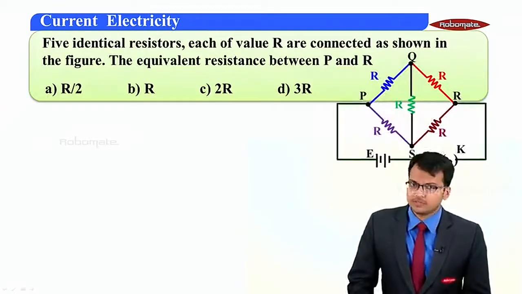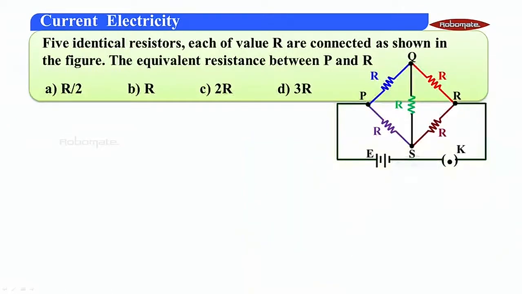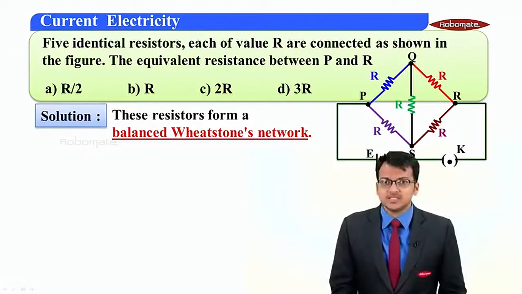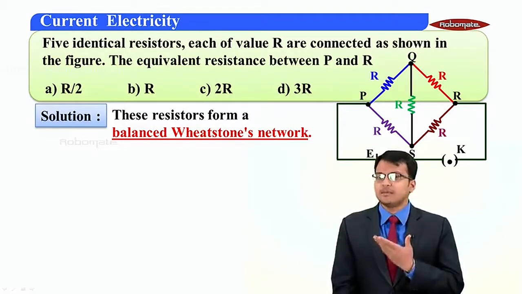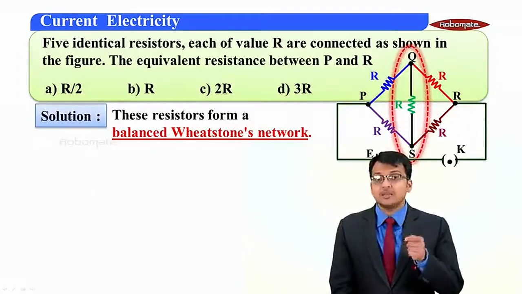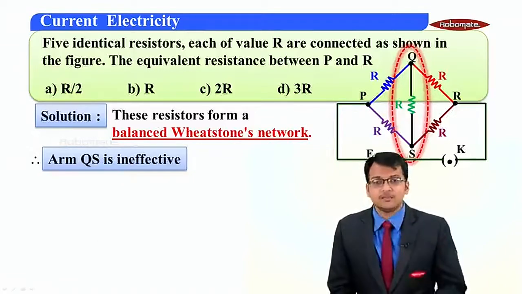The question is very simple. 5 identical resistances of value R are connected as shown; find the equivalent resistance between P and R. That means, dear students, what is he asking me? He is asking me to find the equivalent resistance for a Wheatstone bridge. And can I say these resistances are actually forming a balanced Wheatstone bridge? It implies this R, which is nothing but a dummy resistance, is ineffective and hence it can be eliminated.